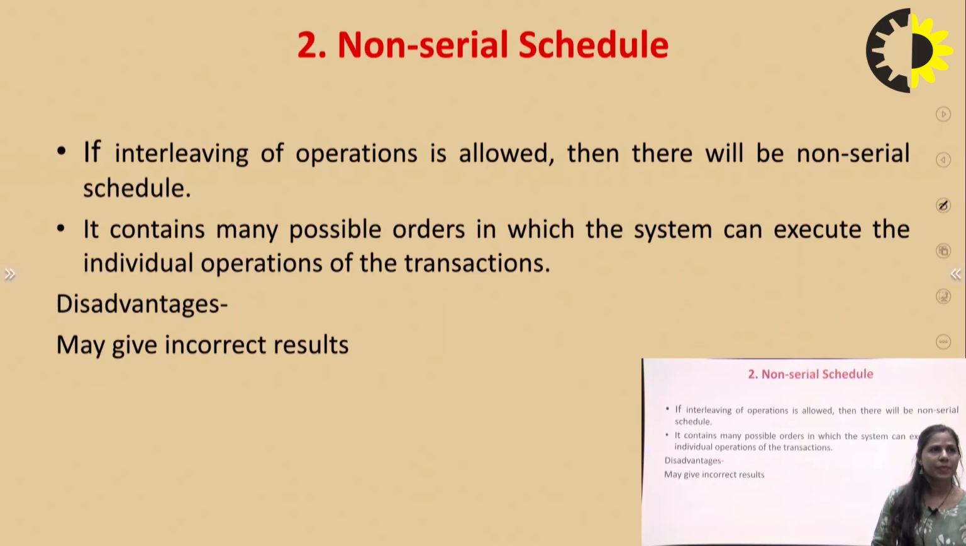Then we have a non-serial schedule, where interleaving is applied. For example, T1 and T2 operations can be interleaved. This is called interleaving of operations, which means it is a non-serial schedule. T1 can execute its operations and T2 can execute its operations at the same time. These are the possible orders in which the system can execute the individual operations of a transaction. There is one disadvantage: it might sometimes give an incorrect result. So this is the non-serial schedule, in which interleaving of operations is allowed.